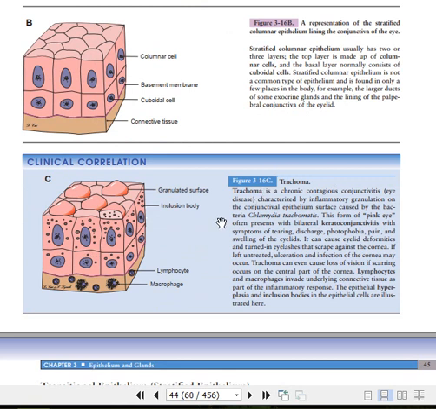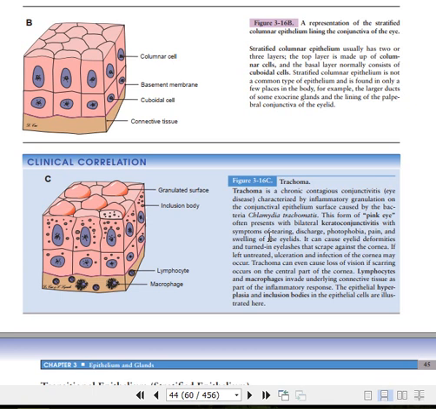Now, the clinical correlation of stratified columnar epithelium in the eyelid is trachoma. So what is trachoma? Trachoma is a chronic contagious conjunctivitis, that's inflammation of the conjunctiva. So when you have a chronic contagious conjunctivitis which is due to Chlamydia trachomatis, that is trachoma.